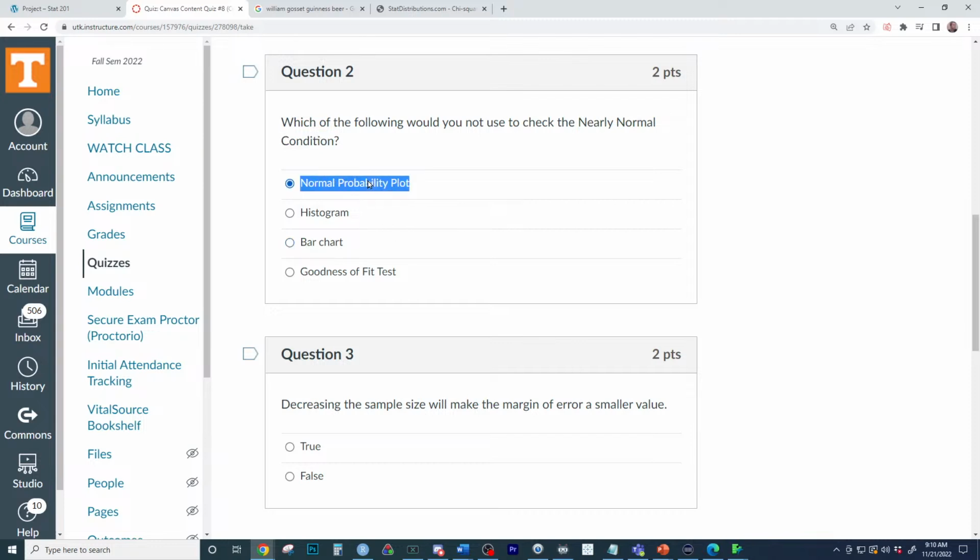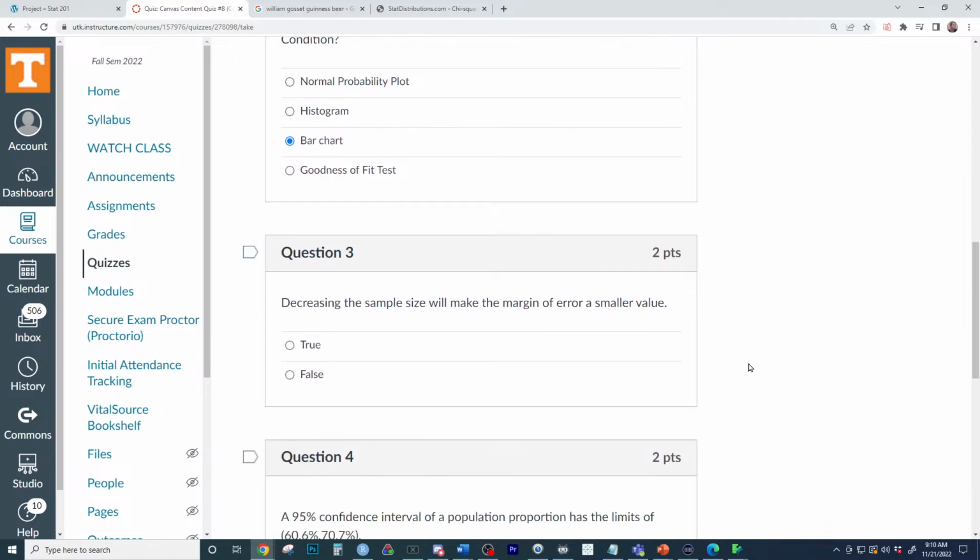Remember, quantitative data can be checked with the normal probability plot. Quantitative data makes a histogram. Quantitative data does the goodness of fit test. Bar charts are for categorical data.